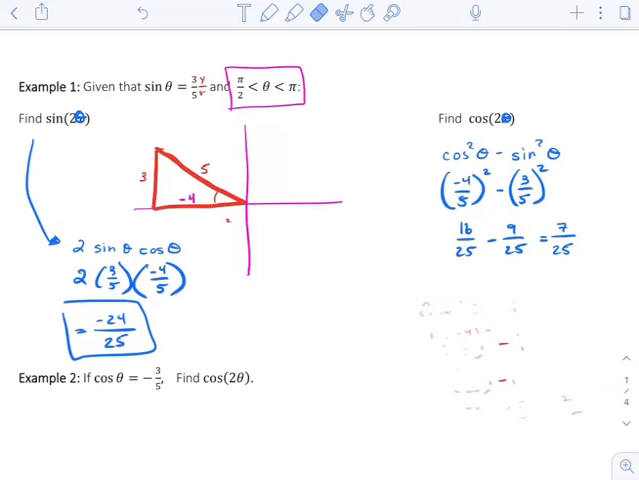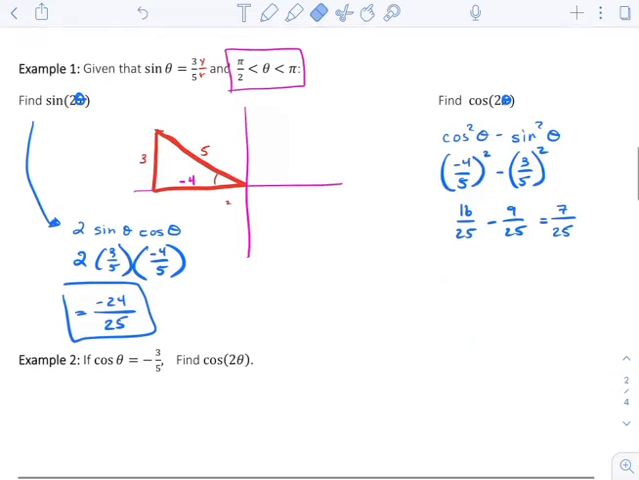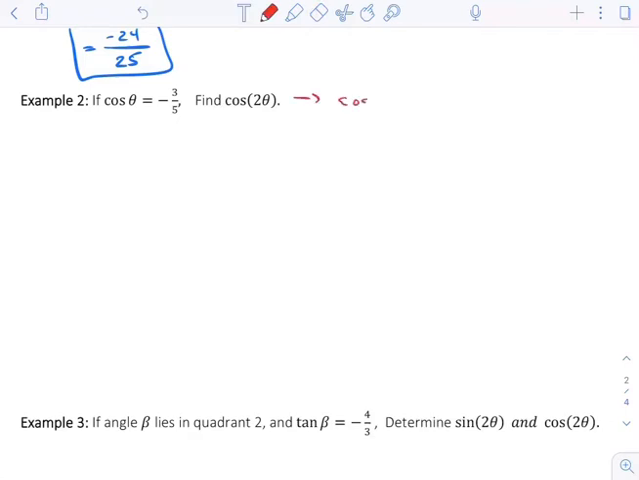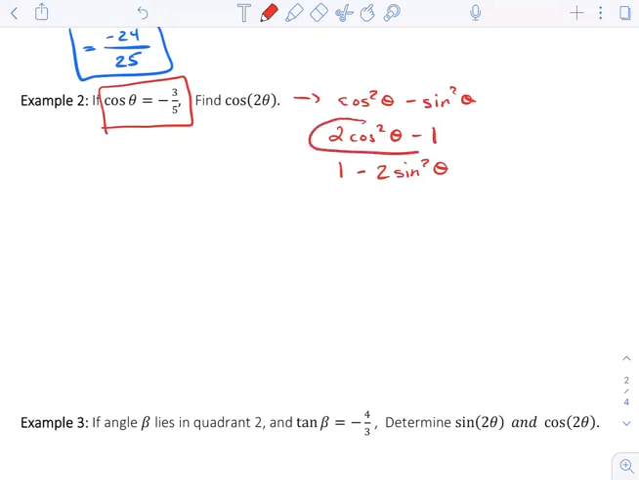So I'll keep rolling along here. If cos theta is equal to negative 3 over 5, find cos 2 theta. So I can decide which one to use here again, right? I can use cos squared theta minus sine squared theta, I can use 2 cos squared theta minus 1, or I can use 1 minus 2 sine squared theta. Now, based on me only being given cos, I should probably just use this formula here.